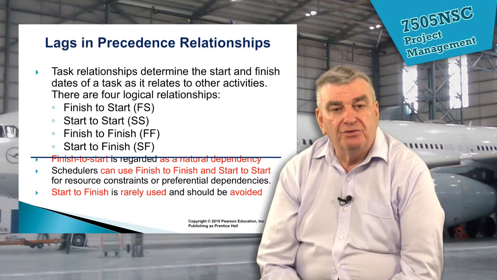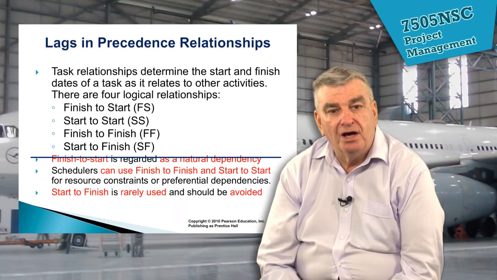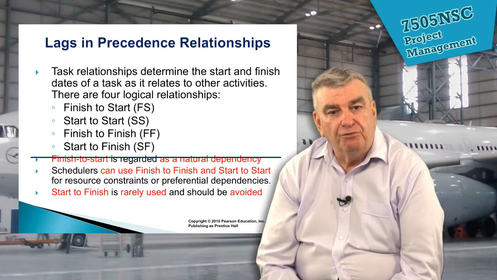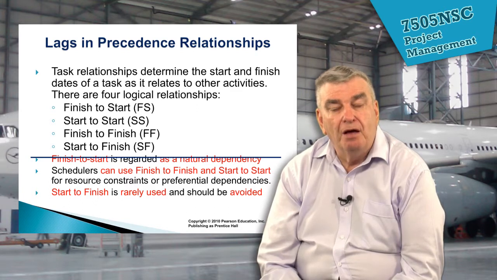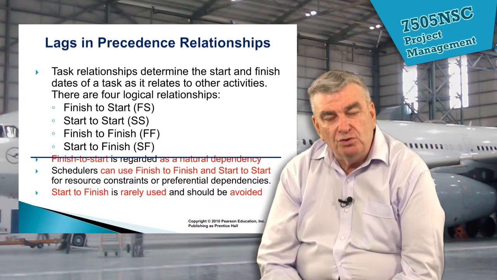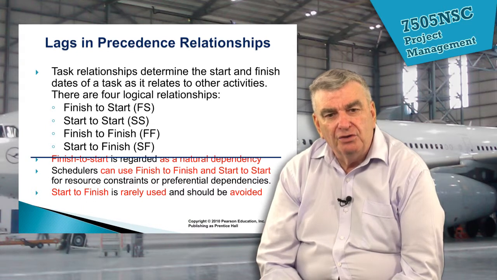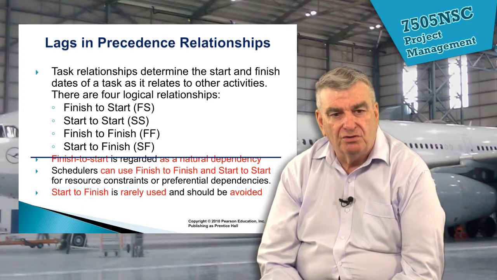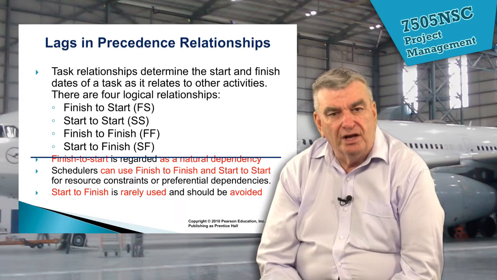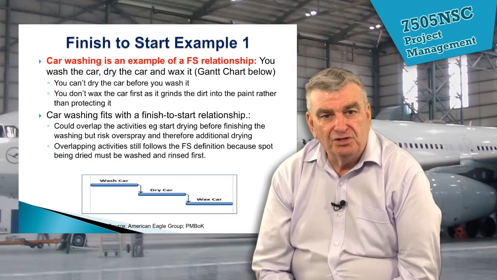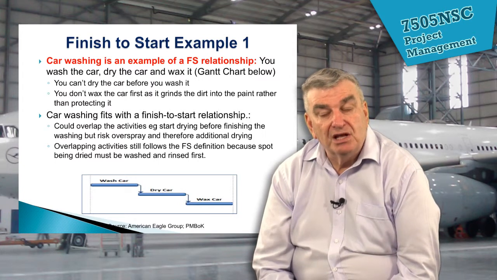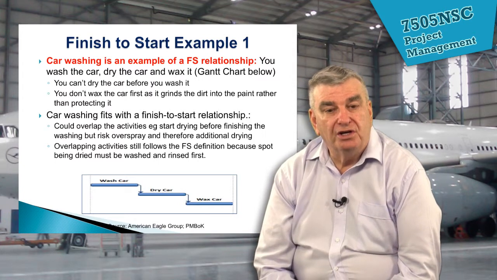And what we find is there are different precedence relationships. We have the finish to start, the start to start, the finish to finish, and the start to finish. The one thing we'll learn is the finish to start is a natural relationship, but the others can be used, although we find that there are certain ones, such as the start to finish, that are rarely used. But we'll give examples. Just as an example here, if we look at the finish to start, a simple example is washing a car.